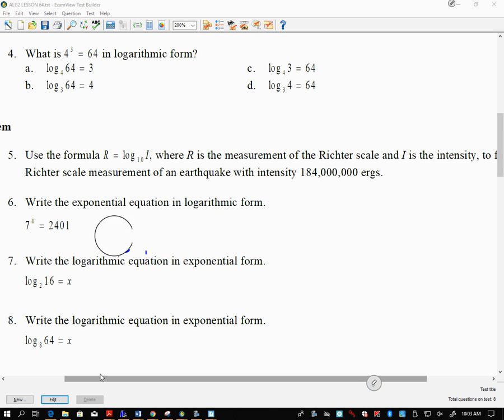Let's see. Number 7. We want to take the log form and make it exponential. 2 to the x equals 16. Is that what you said? Exactly. Great. Perfect.